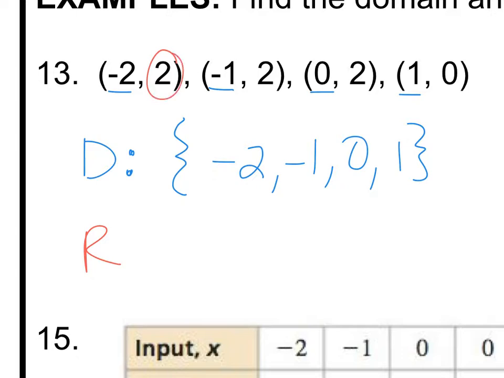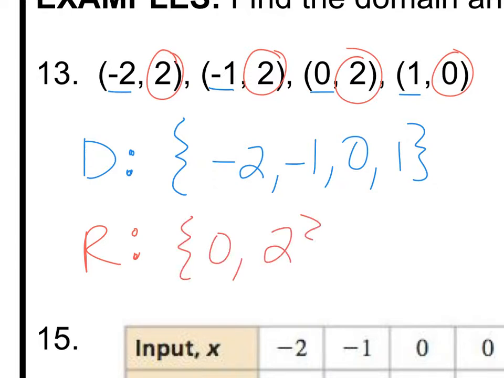Range are my y values, which you see are 2, 2, 2, and 0. I think we talked about this yesterday. Do I need to say 2 three times? No, that would be a little redundant. Not necessary. We're just going to say 2 one time. So we usually list smallest to largest, so we're going to list 0 first, and then just list 2 one time. I understand it was there three times. You don't need to repeat it to me.